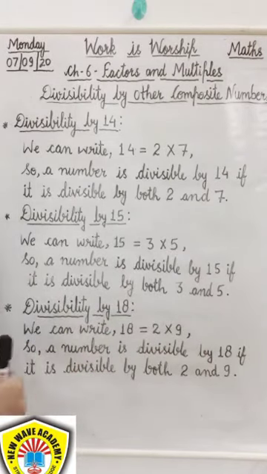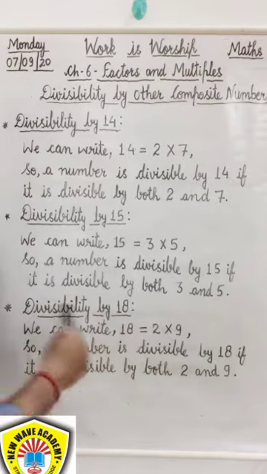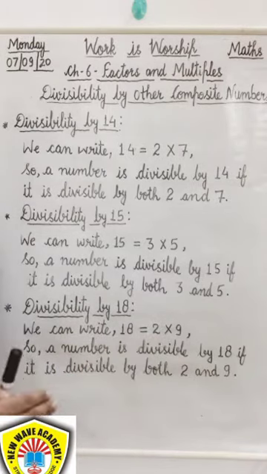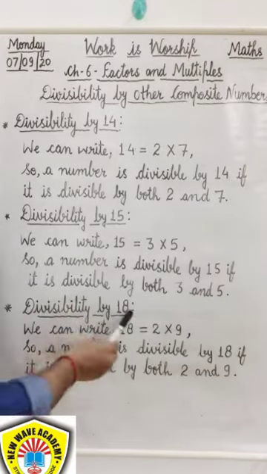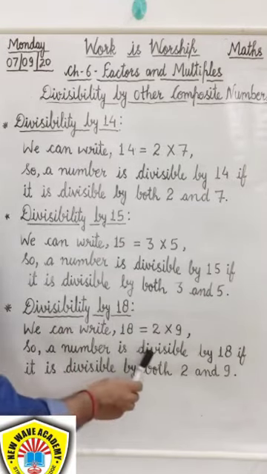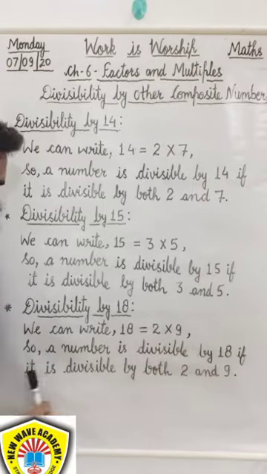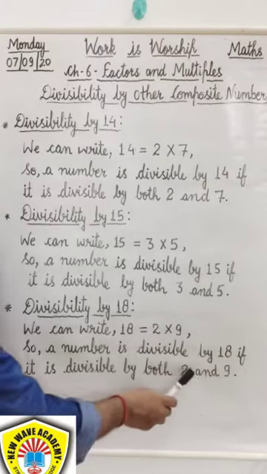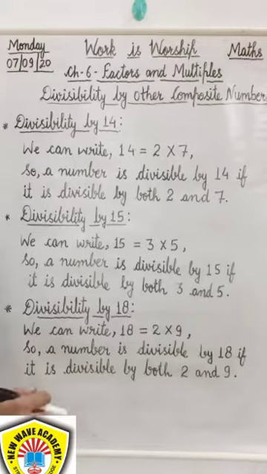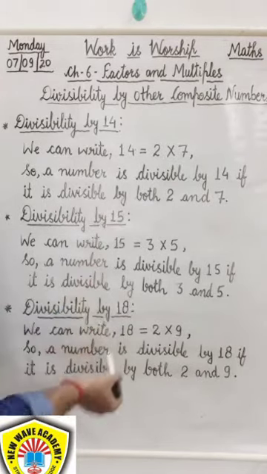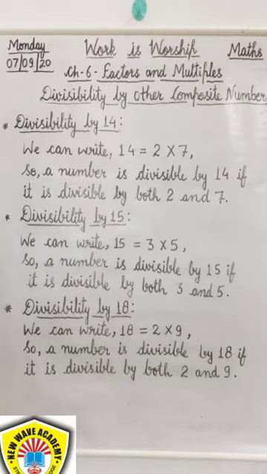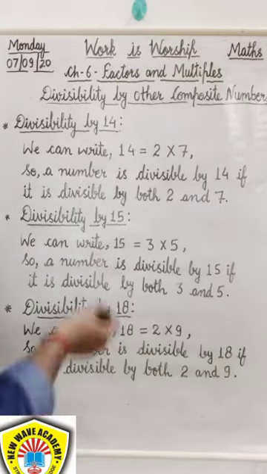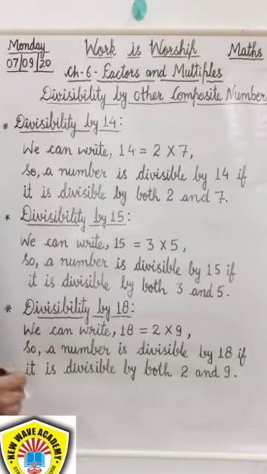Next, divisibility by 18. So we can write 18 in the form of 2 into 9. हम 18 को 2 into 9, 2 9s are 18, 2 into 9 की फॉर्म में भी लिख सकते हैं. So the divisibility rule of 18 is a number is divisible by 18 if it is divisible by both 2 and 9. So students, we can also find the divisibility rule of other composite numbers with similar methods. Okay, now let us solve some questions from the exercise to understand the concept more effectively.